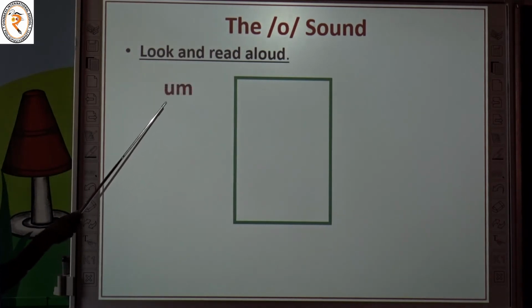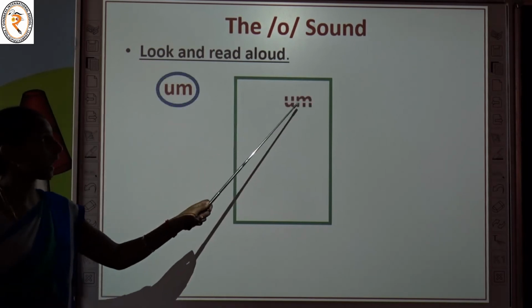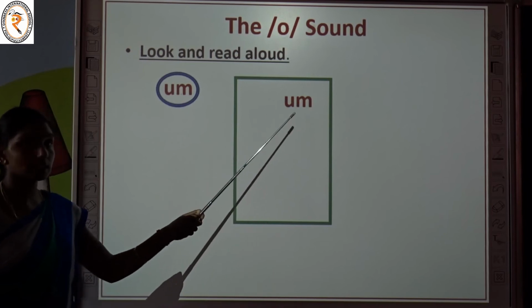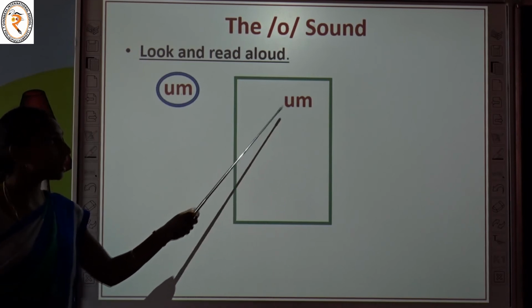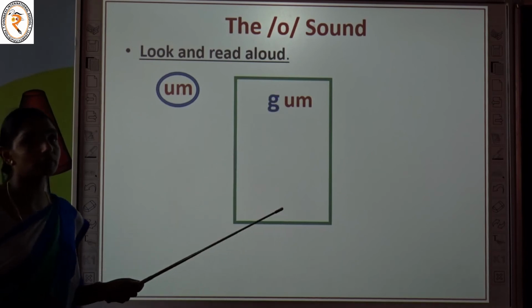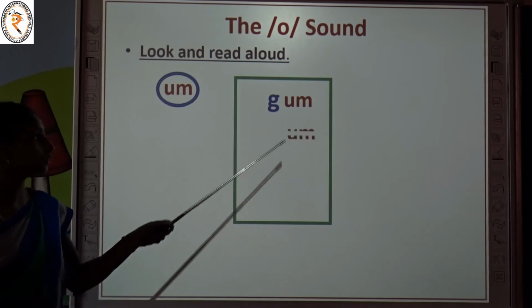Now we are going to read some words that end with the letters UM. Are you ready? Read with me. First read the letters UM together. We can pronounce the letters UM together as um. Try yourself. Now it's your turn. Pronounce these letters. UM, um. Very good. G is added. What is the sound of the letter G? Ga. Ga plus um, gum. Very good.